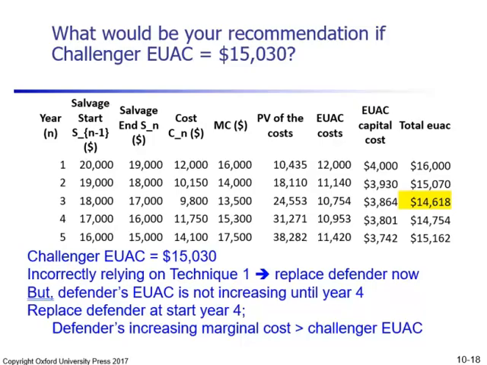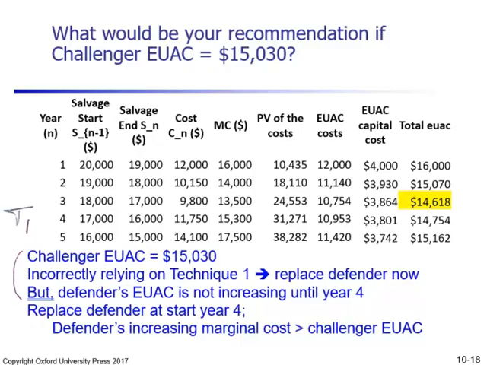Finally, we got to the end of this example, and I have put these answers also for your reference. The answer would be replace defender at the start of year 4. Why? Because of the defender's increasing marginal cost from year 4. Why is it increasing? Because year 3 marginal cost was about 13,000 and now it is 15,000 in year 4. So since the marginal cost is now rising, we can use technique 1.